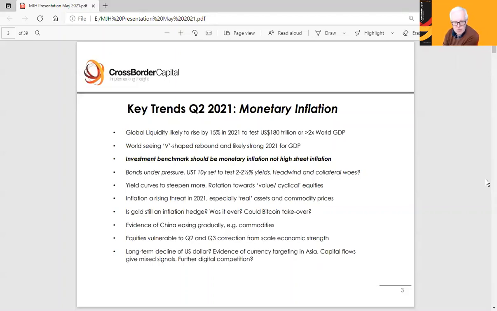One of the things I want to focus on is that third bullet point, which I think is increasingly an important point, not just practically, but also philosophically. And that is that maybe our investment benchmarks ought to be monetary inflation, not high street inflation. A lot of people want to beat levels of high street inflation, and that is their hurdle rate when it comes to thinking about asset returns. But maybe we ought to refigure that and think about monetary inflation. There are different definitions of monetary inflation, but a very straightforward one is the rate of expansion of central bank balance sheets, or the monetary base, to put it another way.